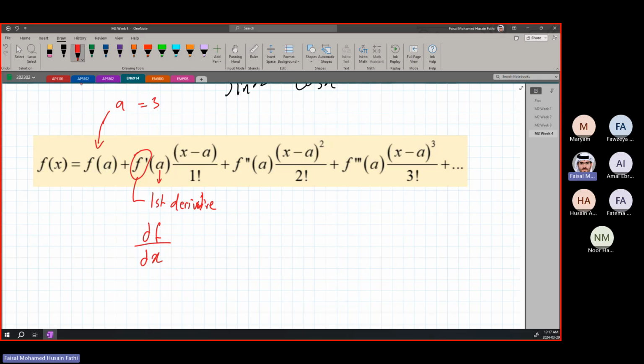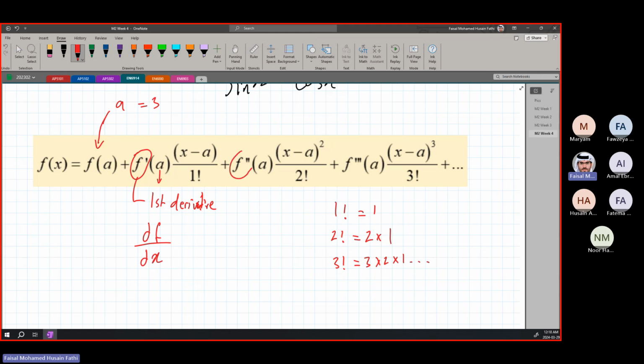If you remember, factorial is simply, if you have 1 factorial, it's just equal to 1. 2 factorial is equal to 2 times 1. 3 factorial is equal to 3 times 2 times 1, etc. That's how it is. And you can just plug it into the calculator. There's the factorial function there as well. That is what the factorial is.